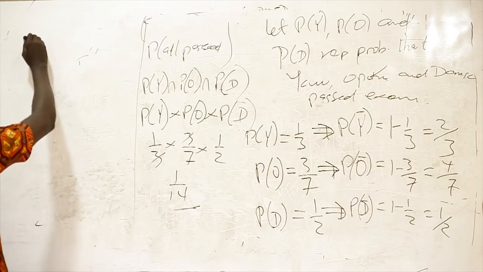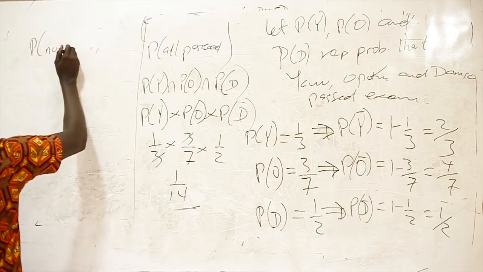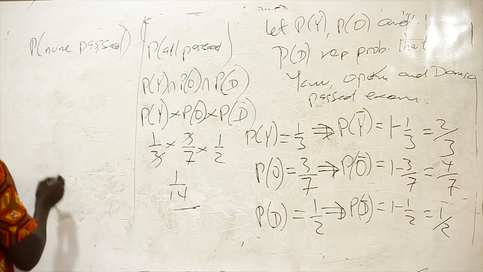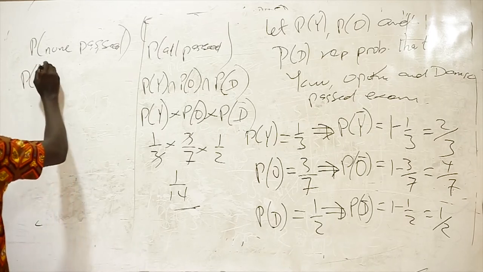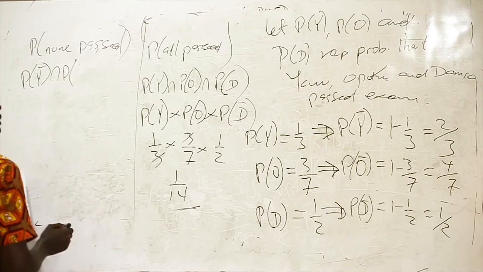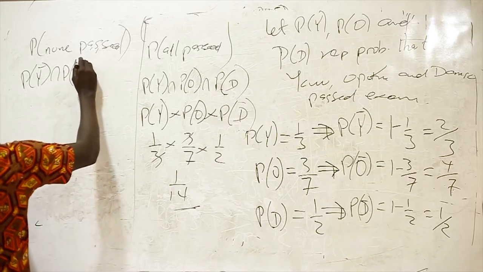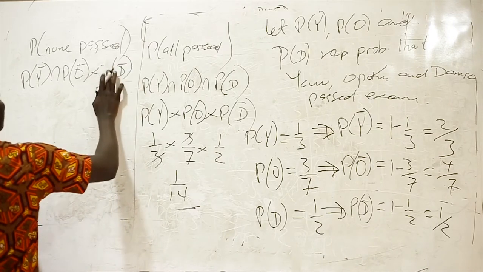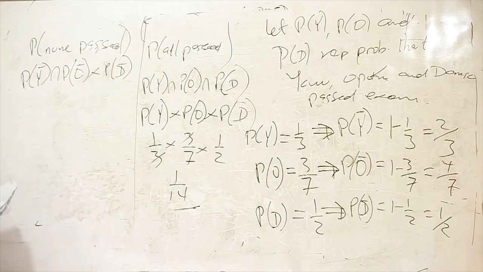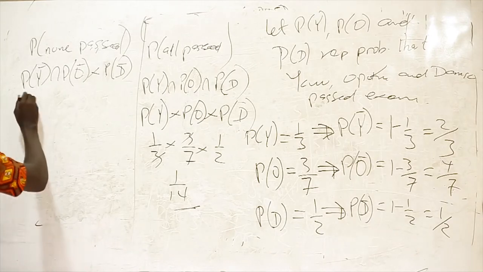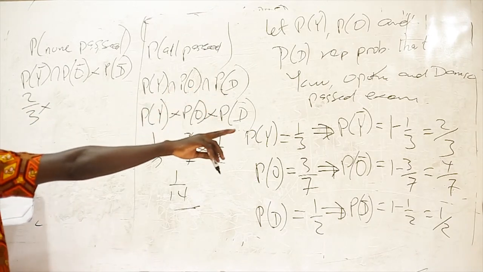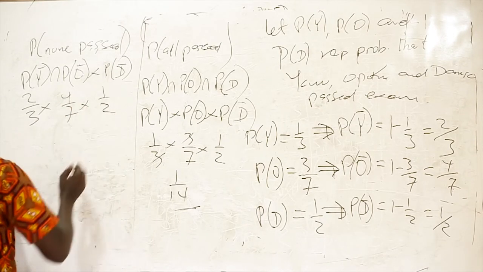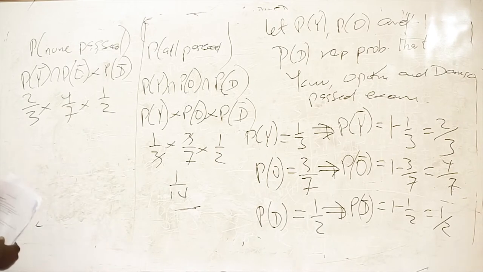Then P(none passed). That is none of them passed. That would be the bars we got. So it will be P(Y bar), then P(O bar), times P(D bar). So it is bar, bar, bar. Look at it, what are the bars? We have 2 over 3 times, for Opoku who doesn't pass, 4 over 7, times for Danso who doesn't pass, 1 over 2.